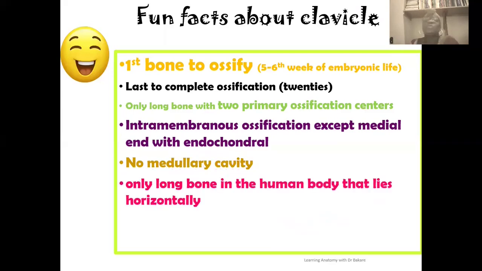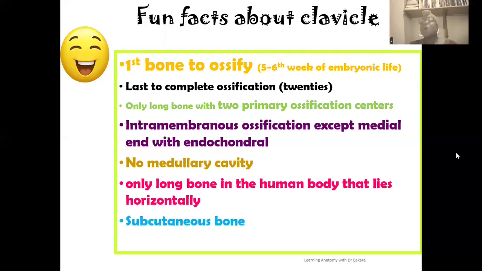It is also the long bone in the body that lies horizontally. If you look at the configuration of long bones, such as the humerus, the tibia, the femur, you see that they run in a longitudinal alignment. But the clavicle is different in this regard because it is seen to run in a transverse orientation.